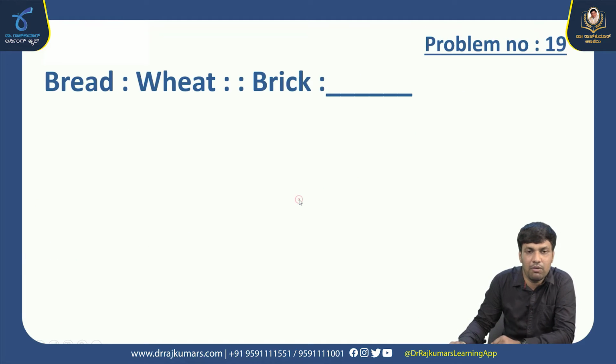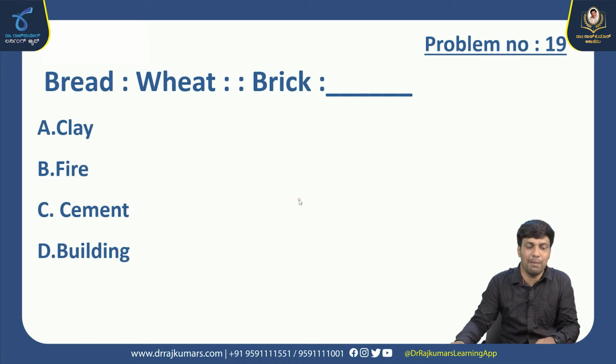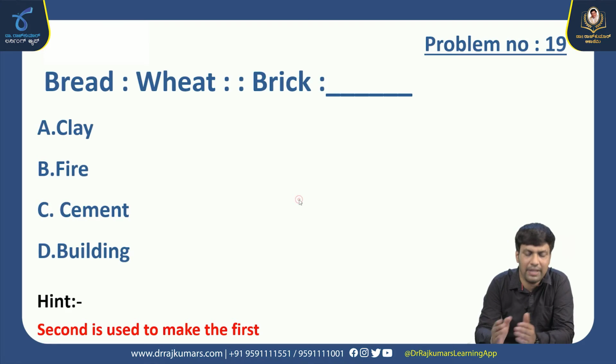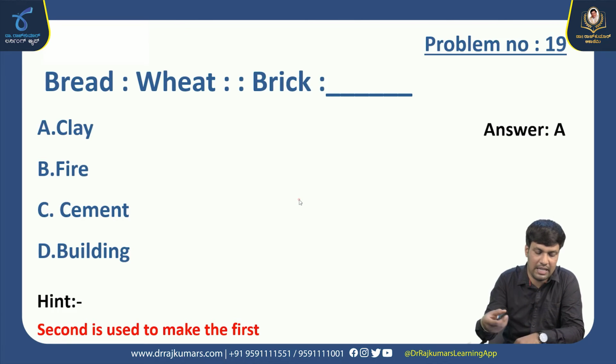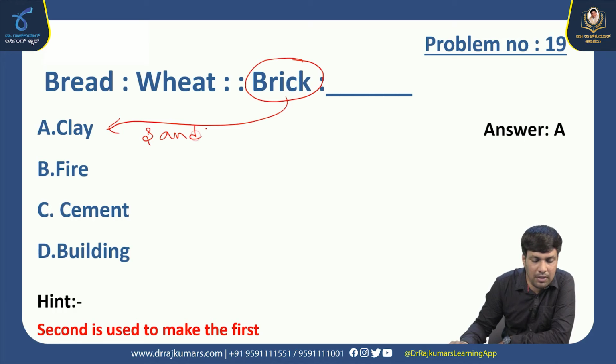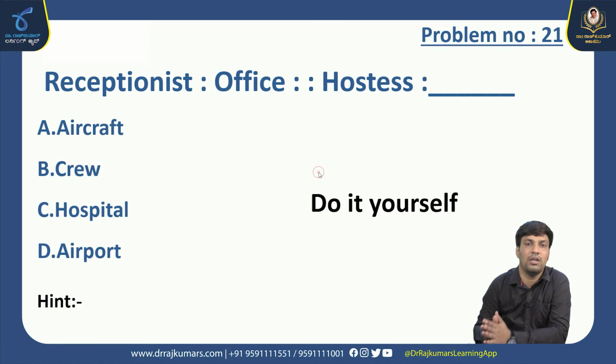Bread relates to wheat, whereas brick relates to dash. The options here are clay, fire, cement, as well as building. On checking the hint, we can clearly say that the second is used to make the first, whereas we use wheat for bread making, and brick is produced from clay. The second is used to make the first. Okay. Moving on to our very last question: a receptionist is related to office, then how is a hostess related to? This is for your activity.